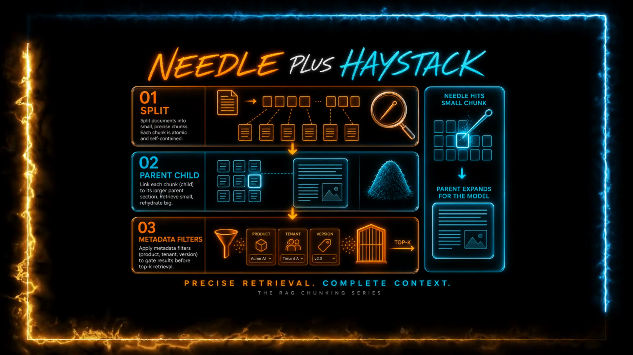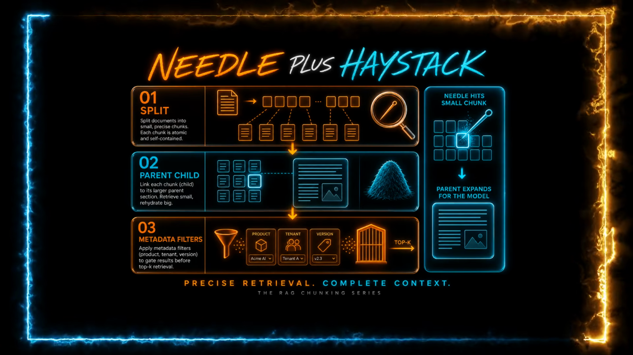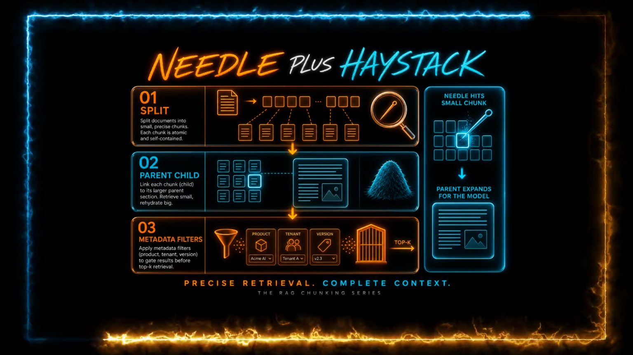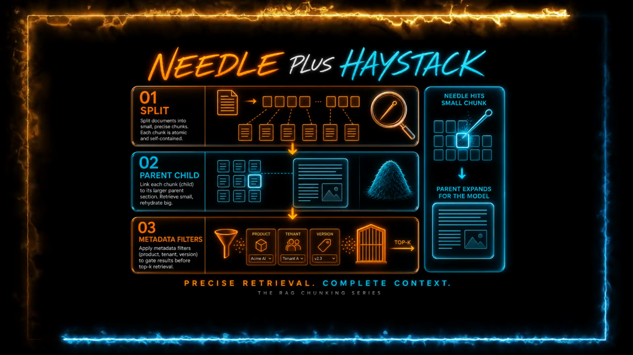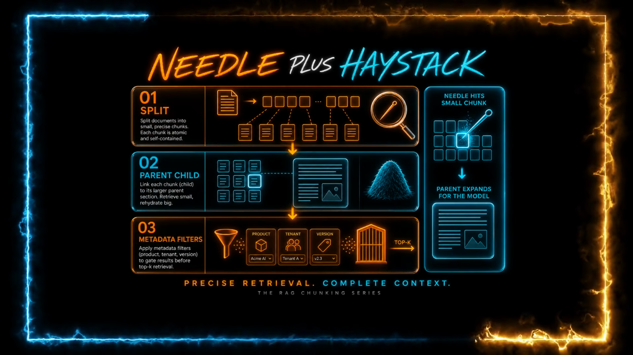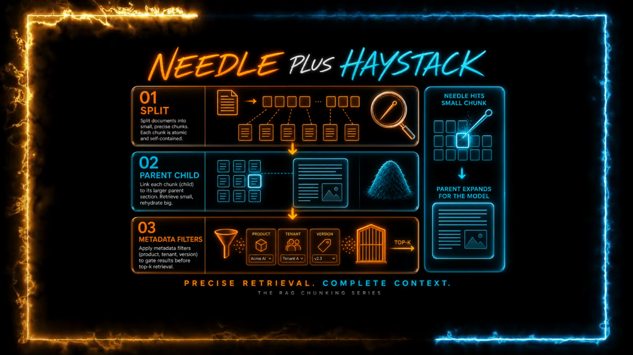Use it when retrieval finds the right sentence, but the answer is still thin, like one troubleshooting step without the rest of Chapter 4, or a single API parameter line without the auth prerequisites above it. Also, when the same line lives in many places and vectors collide.